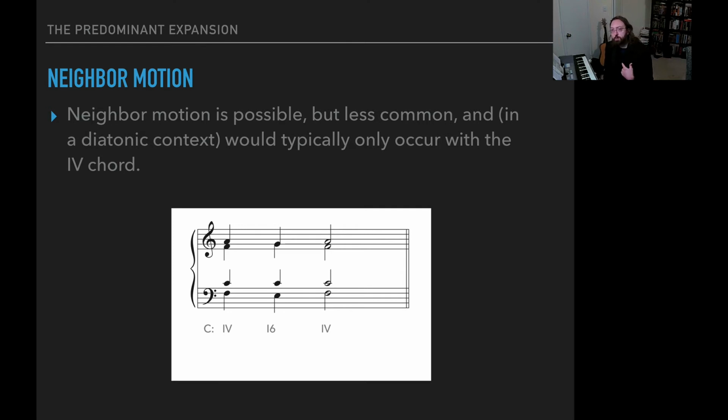When we get to some chromatic voice leading, we will see some other possibilities crop up. We could have a chromatic neighbor chord for that 2-6 chord, and some other possibilities for the expansion of the 4 chord. But for right now, with diatonic part writing, moving from 4 to 1-6 and then back to 4 would be a good way to prolong using neighbor motion. And we just write that P underneath, and we would have it continue to prolong that predominant area.